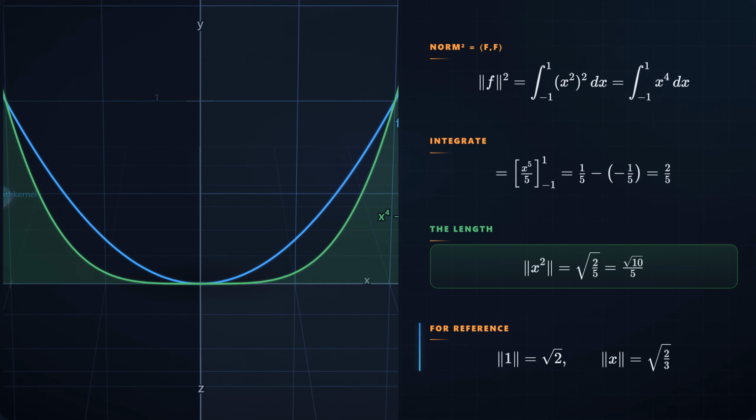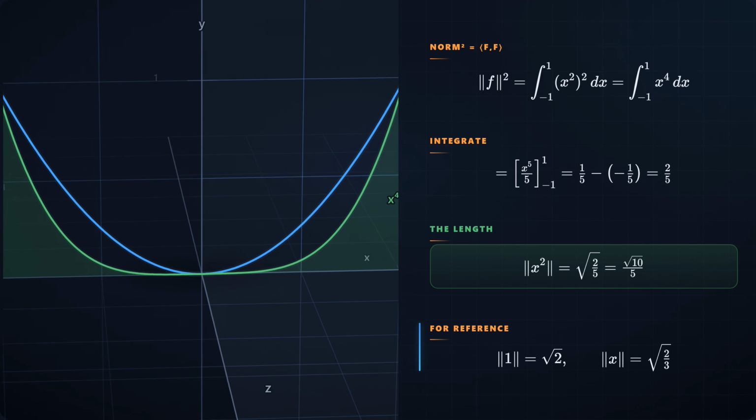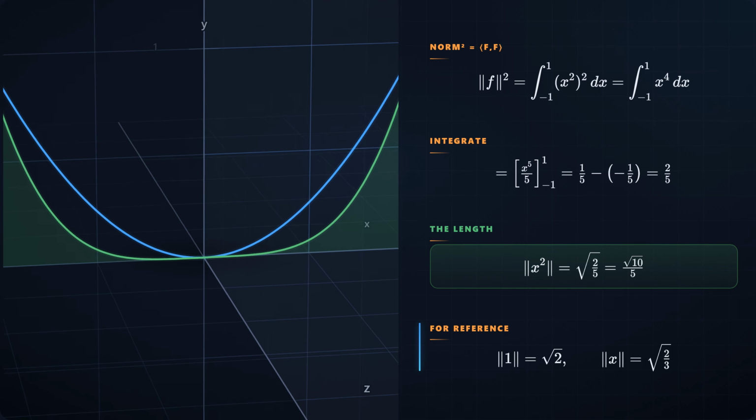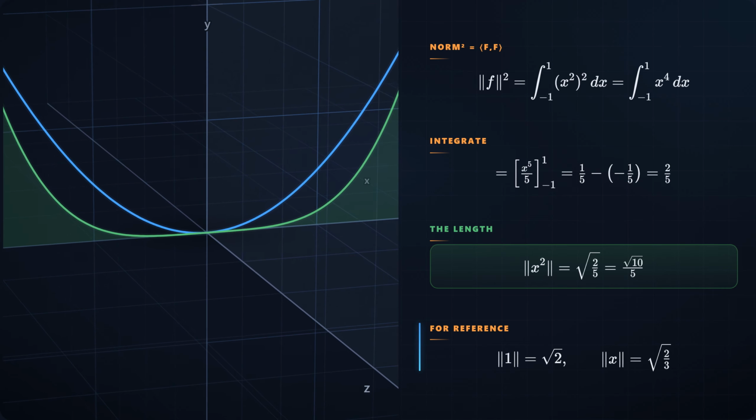Two more you'll reuse constantly. The constant function 1 has length root 2, the whole width of the interval, and x itself has length root 2/3. Every polynomial now has an honest length.